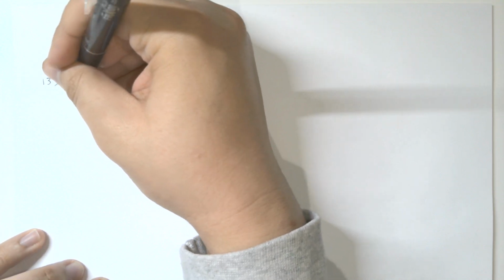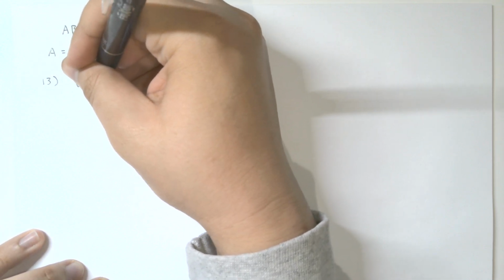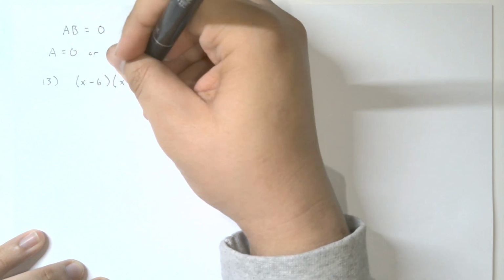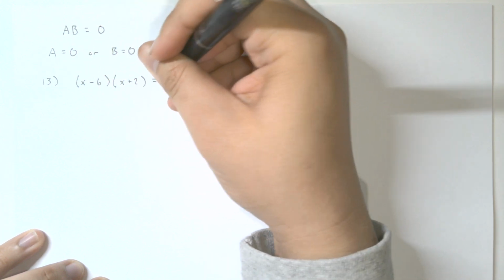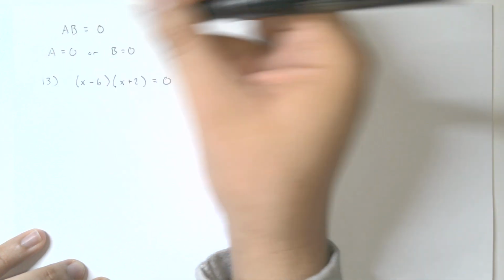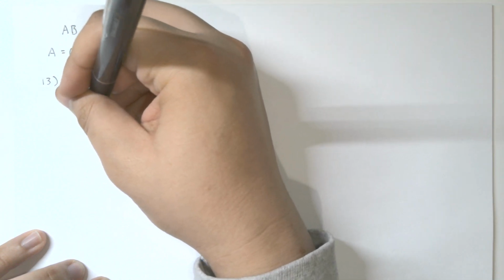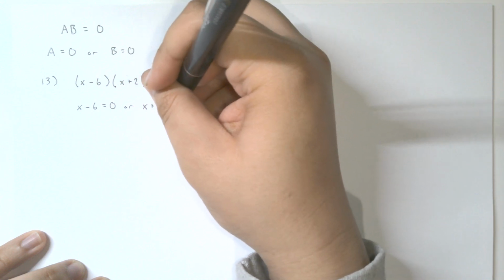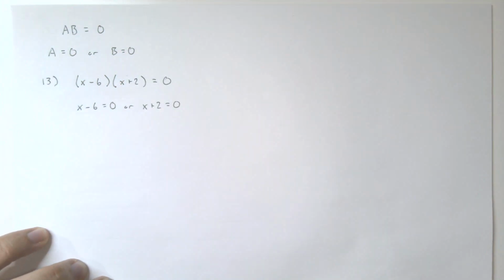So for number 13, we have x minus 6 times x plus 2 is equal to 0. So for something like this, it's already factored for us. So the hard part's done. Now we just need to find what x is equal to, and we can break this up using our zero product property as x minus 6 is equal to 0, or x plus 2 is equal to 0.